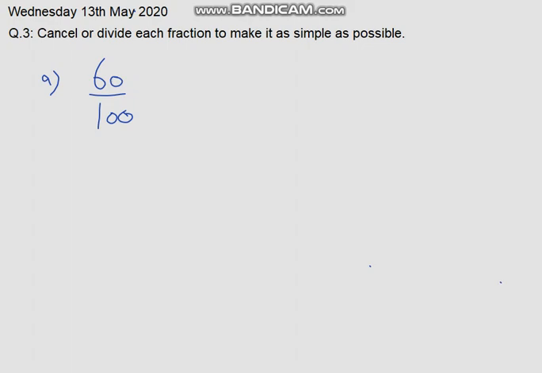To divide the numerator and denominator by the same number, we use the rules of divisibility we learned in previous lectures. If we have 0 in the last digit of the number, it can be divisible by 10. So divide 60 by 10 and divide 100 by 10 also. 10 6s are 60 and 10 10s are 100. We get 6 and 10.